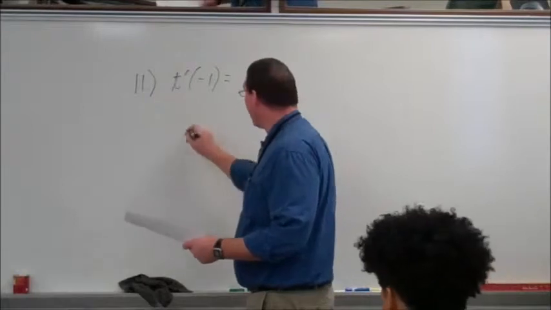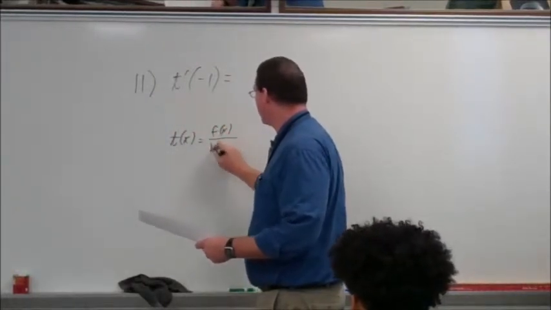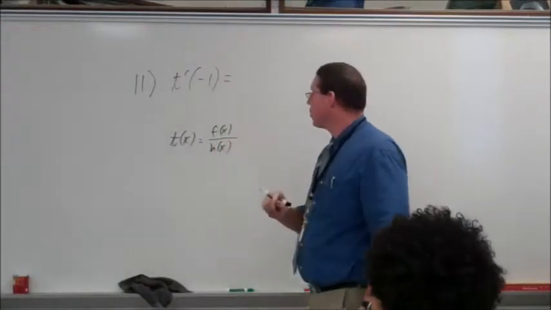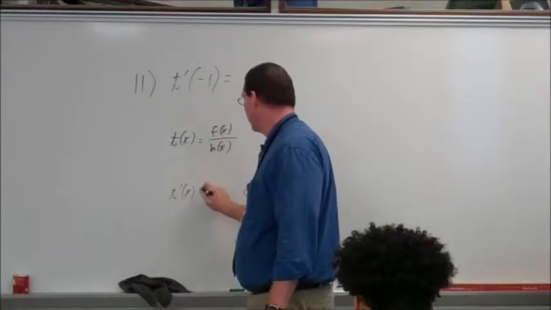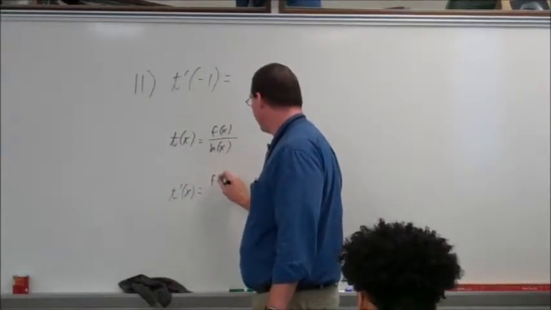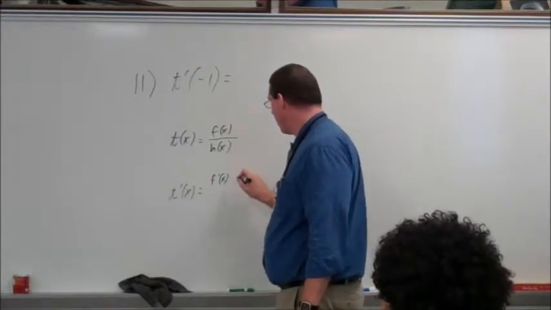Yeah, this is T of x. T of x is equal to f of x over h of x. Okay? So what is T prime of x going to be equal to? Derivative of the top times the bottom.